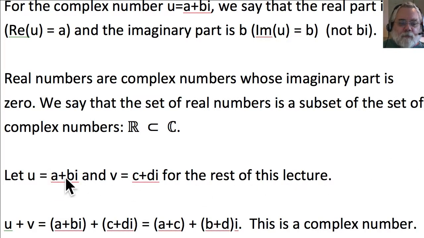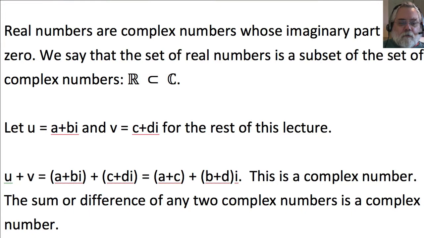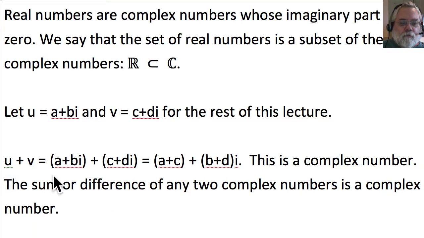Let u equal a plus bi and v equal c plus di for the rest of this lecture. We can add u plus v: a plus bi plus c plus di. It's perfectly okay to rearrange this to be a plus c, which is real, plus b plus d times i. b plus d is real, so b plus d times i is pure imaginary. So this is a real plus an imaginary, so this is a complex number. The sum or difference of any two complex numbers is a complex number.